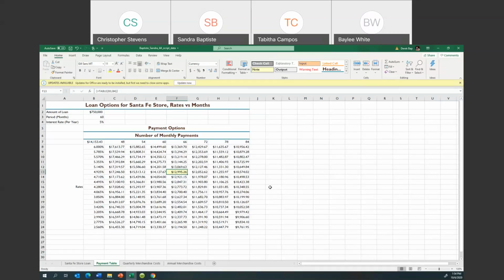Let's move on from here. We can spruce this data table up a little bit, make it a little nicer to look at. So if you would select cells C7 to I7. Sweet. Let's make that bold and centered. And then select B8 to B24.